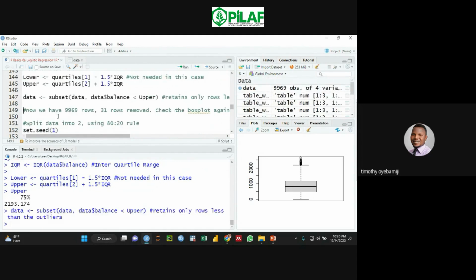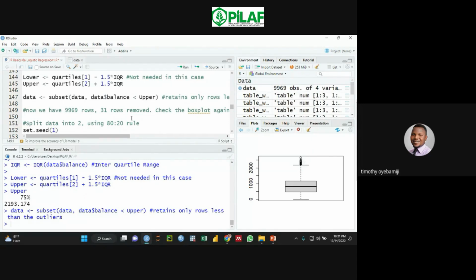Now, we have 9,969 observations. If you remember before, at the beginning, we had 10,000 observations. Now we have 9,969 observations. 31 rows have been removed. That means all these things we have here, they are up to 31. All these data points that we have here are up to 31.